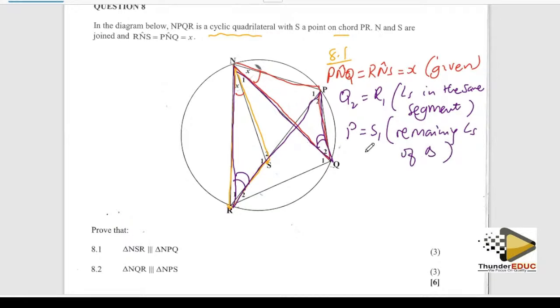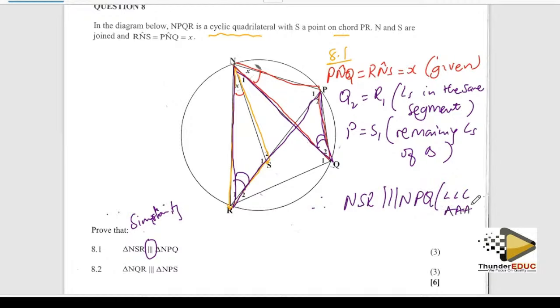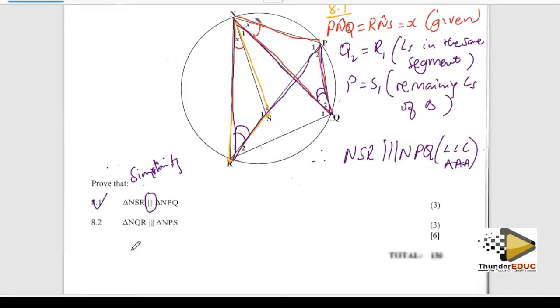So now we have three facts. Remember, these three facts represent similarity. For similarity, normally we look at the angles or the sides being in proportion, but in normal cases of Grade 12, it's normally the angles that we look at. So we say, therefore, NSR is similar to NPQ because we looked at the angles. Angle, angle, angle. Some people prefer to use the triple A, no problem. So 8.1 has been taken out. Let's look at 8.2.